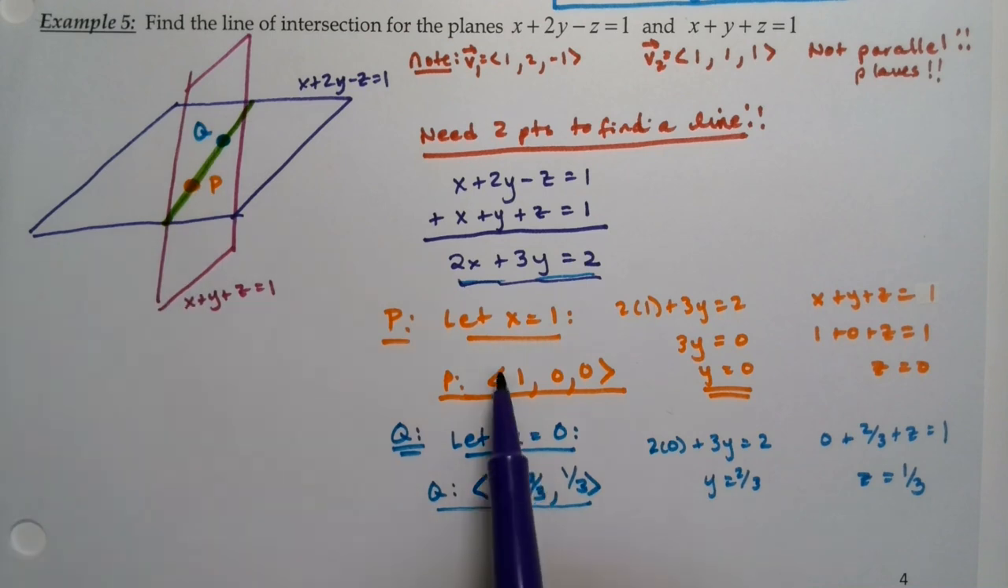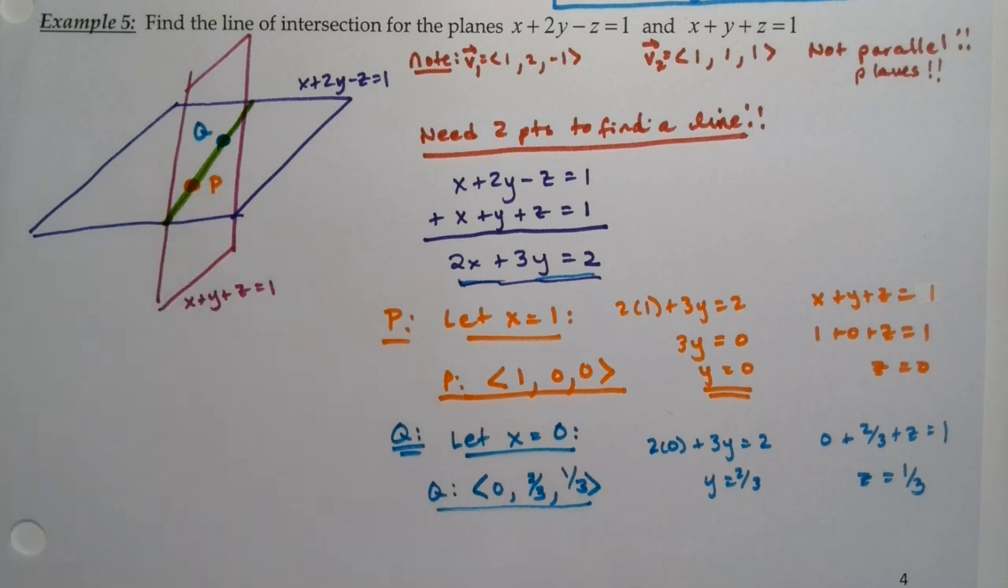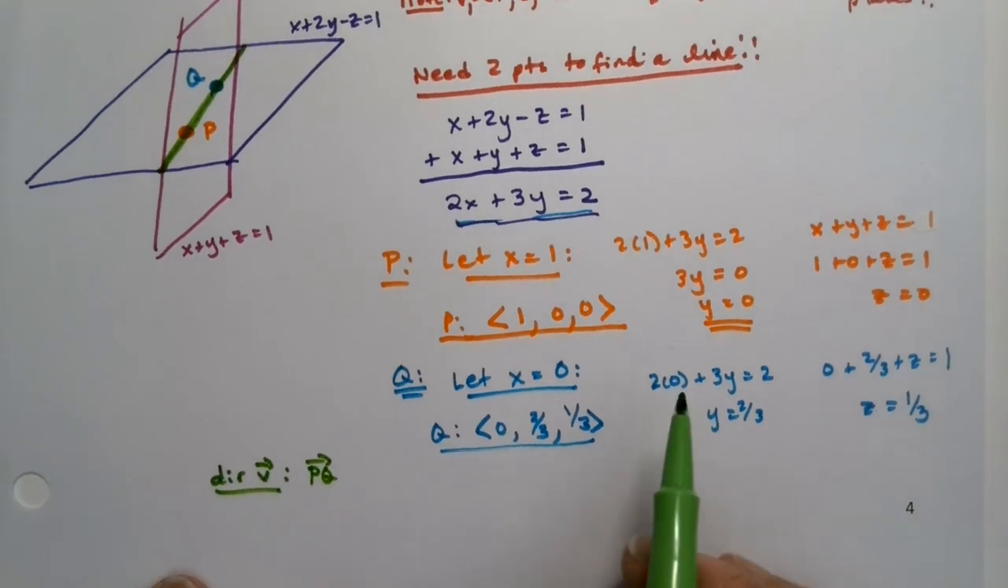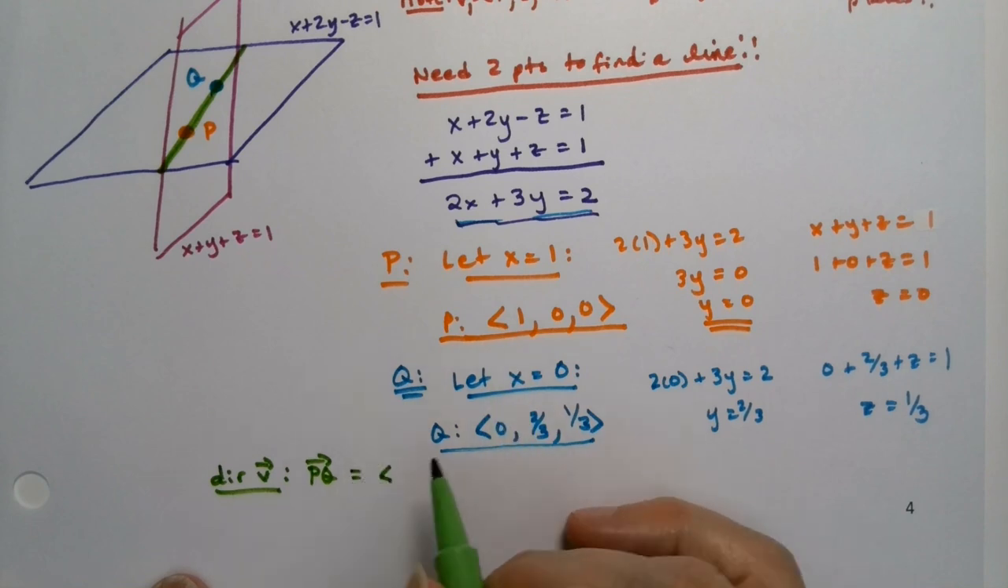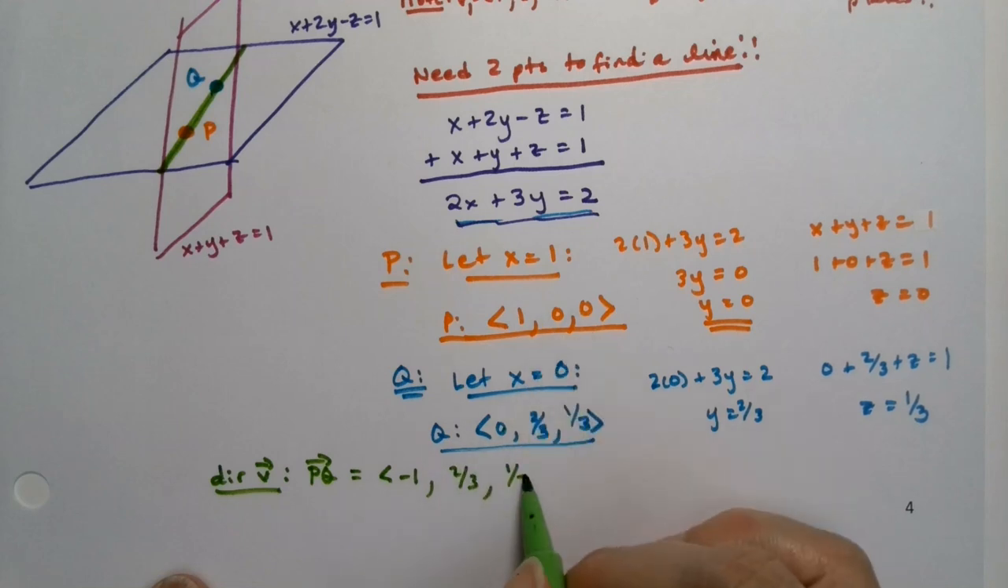I know that P and Q are on that line. So if I can find the direction vector between the 2, then I'm golden, because I have what I need in order to come up with the equation of the line. So the direction vector, I'll just call it V, would be from P to Q, or from Q to P. It doesn't really make any difference. So if I go from P to Q, that's terminal minus initial. So 0 minus 1 is -1. 2/3 minus 0 is 2/3. 1/3 minus 0 is 1/3. There's the direction vector of my line.